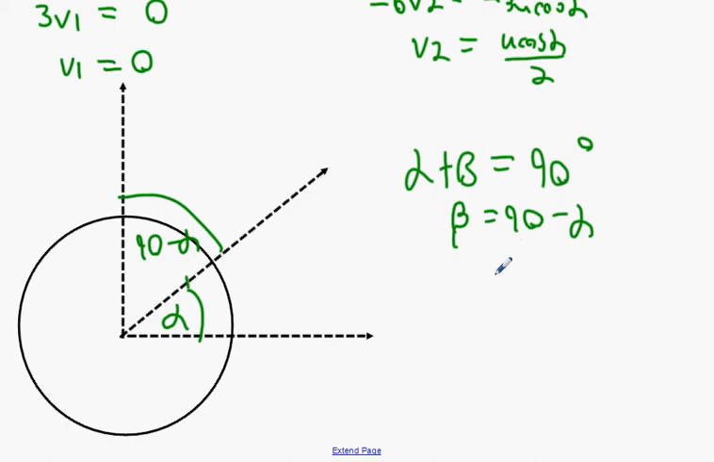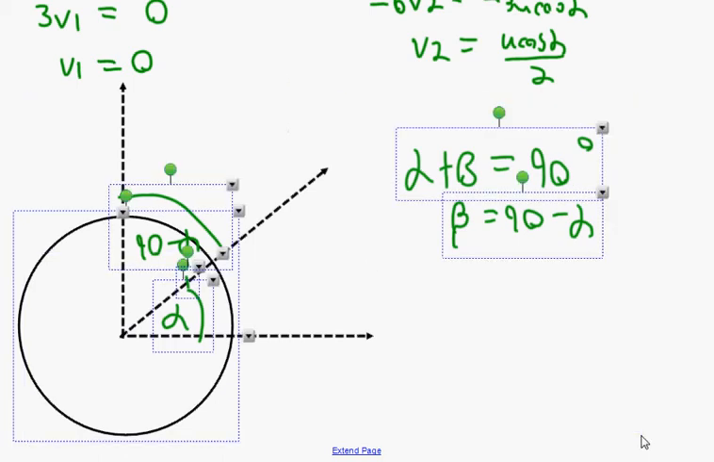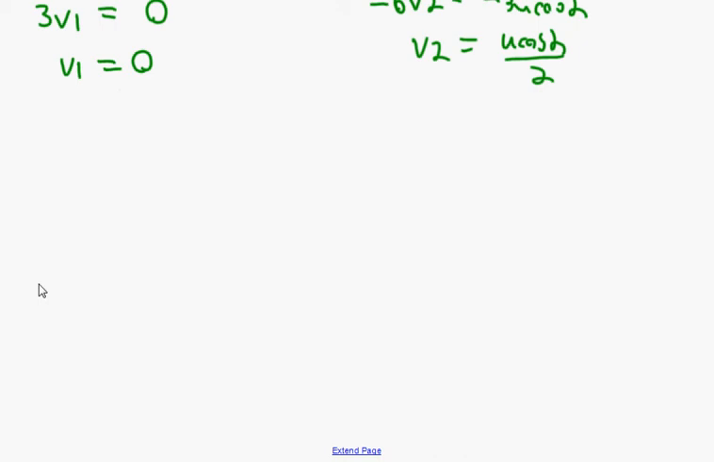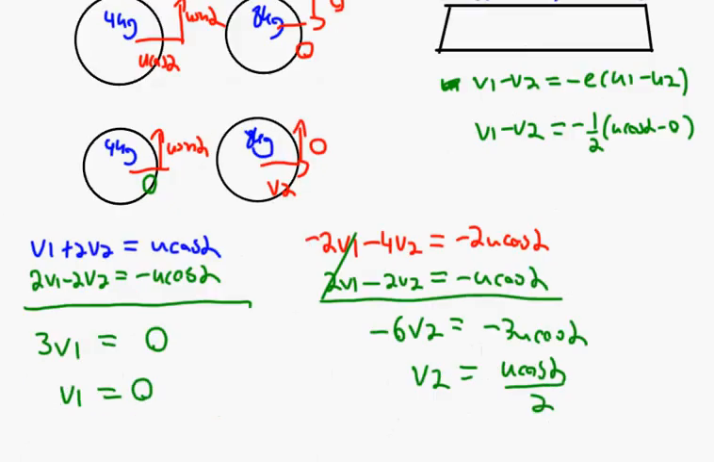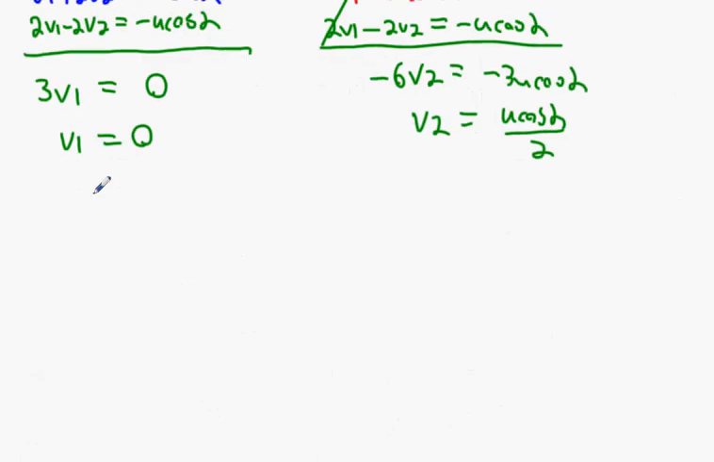A much easier question than last time. Okay? So I actually won't need any of that again, so I'm just going to get rid of all this now. So that's it. Done and dusted. Now, last part. The loss in kinetic energy due to the collision. Loss in kinetic energy. So, loss in KE is KE before minus KE after.